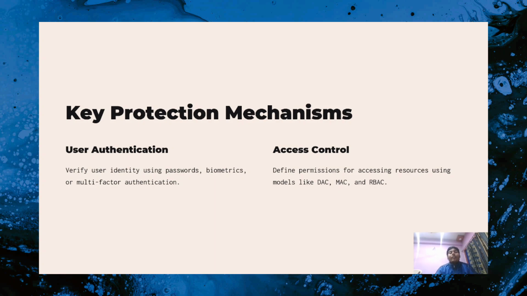The next one is access control. It defines the process of accessing resources using models like DAC, MAC, and RBAC. It defines who can read, write, or execute specific resources, using models like role-based access control, which is RBAC. There are also many others, like memory protection, file protection, process isolation, hardware support, encapsulation, monitoring and auditing.